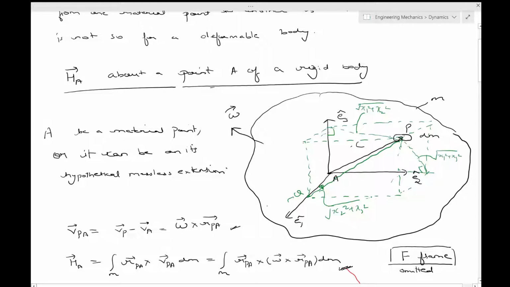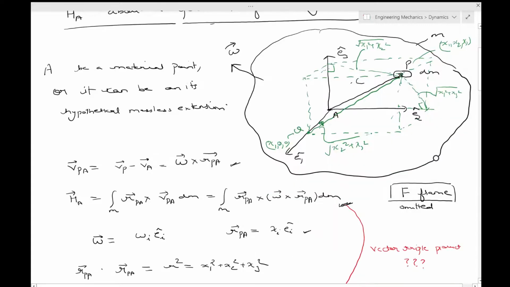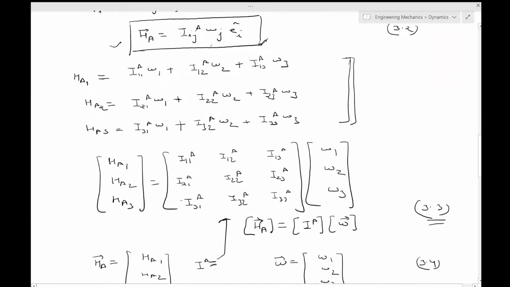This would be x1, 0, 0, and this will be x1, x2, x3, hence the distance PQ square will be x2 square plus x3 square.